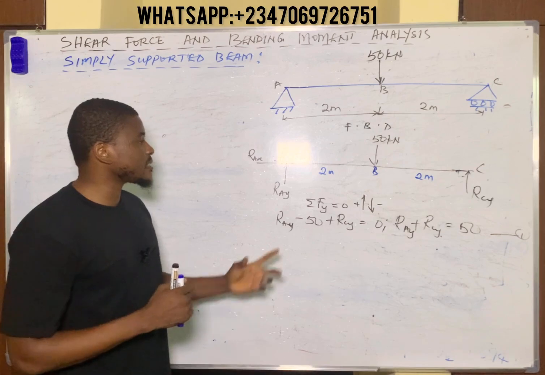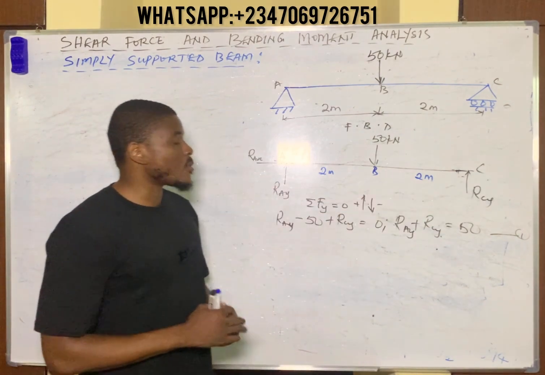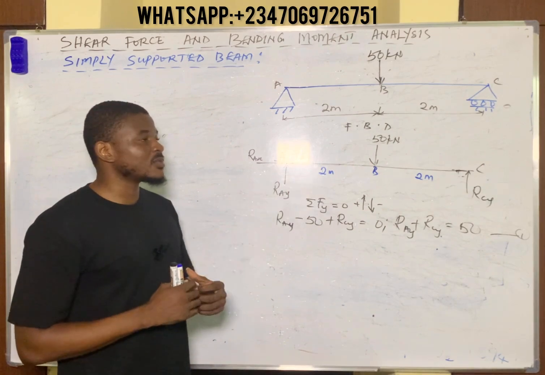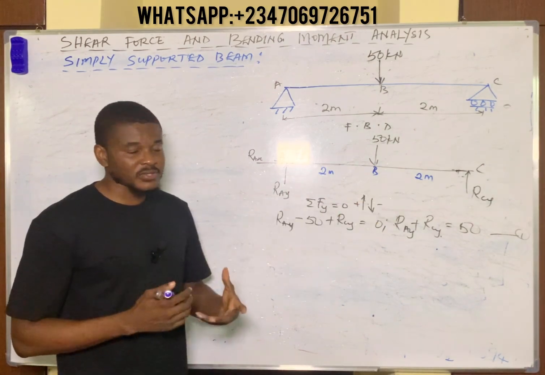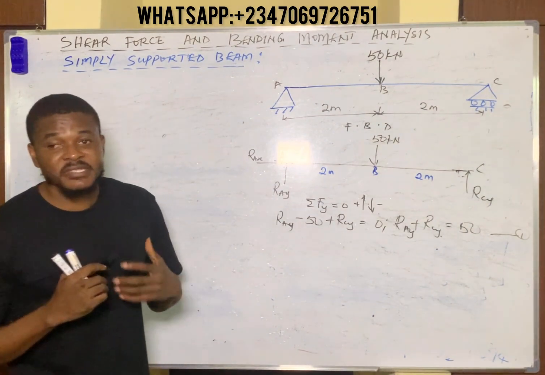So you can simply take moment at point A or you take moment at point C. Whichever you do, you're going to be very correct, right? Taking moment at any of the points will always give you the other reaction. So let's simply take moment at point A.